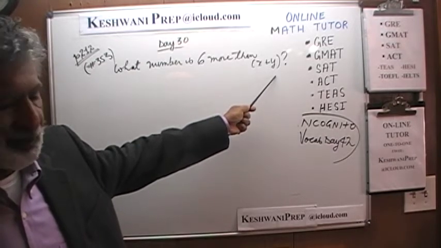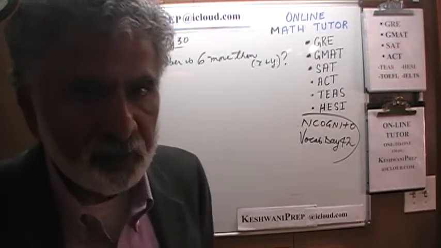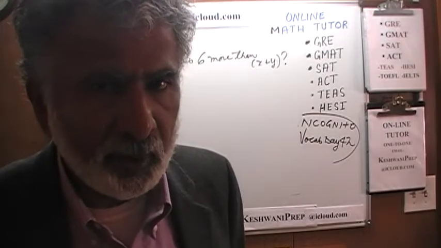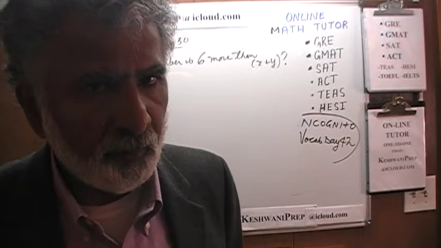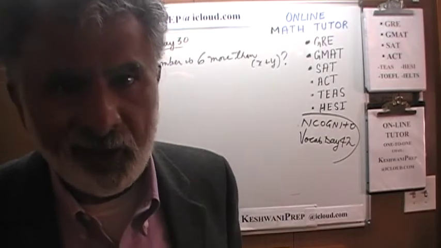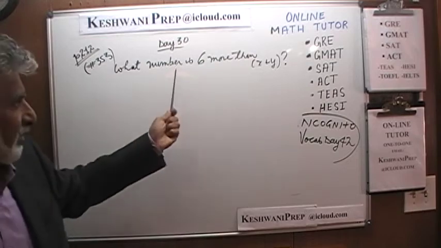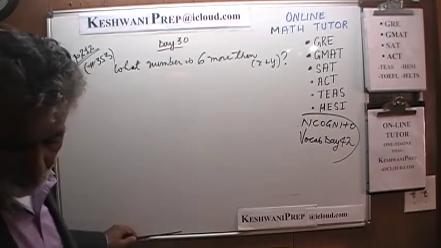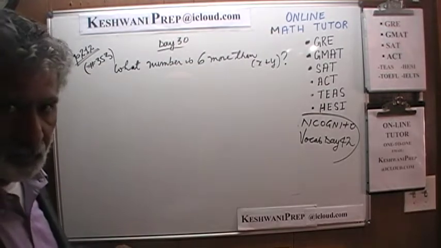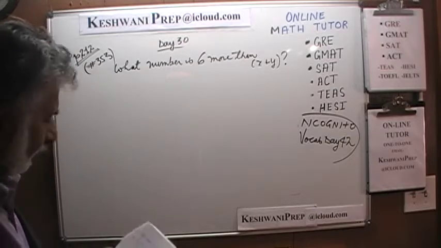Which means we do not necessarily have to figure out the value of x and y individually. As long as somehow we can figure out their sum, we can ascertain whether or not we can figure out which number is 6 more than that sum. So we don't have to figure out x and y separately. If we can figure them out together, that's fine also.